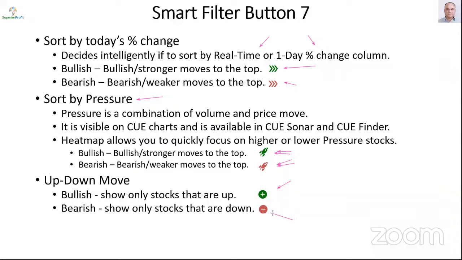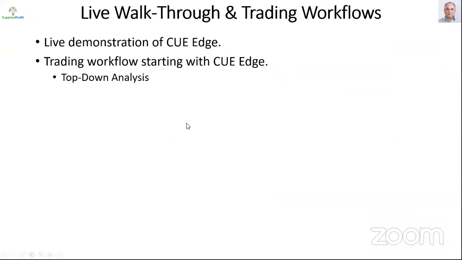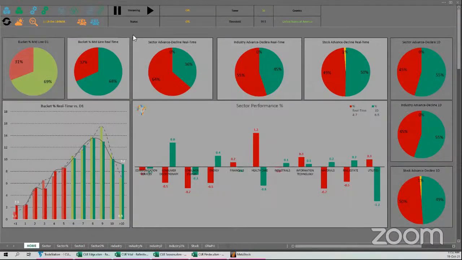And up and down filters will simply filter stocks that are moving up today or moving down today. Again, today is understood intelligently by the system depending on whether market hours is there or not. During market hours, it will be real time. After market hours, it will be 1 day. Those are the smart filter buttons. Now let's go to QEdge and use all the buttons one by one.